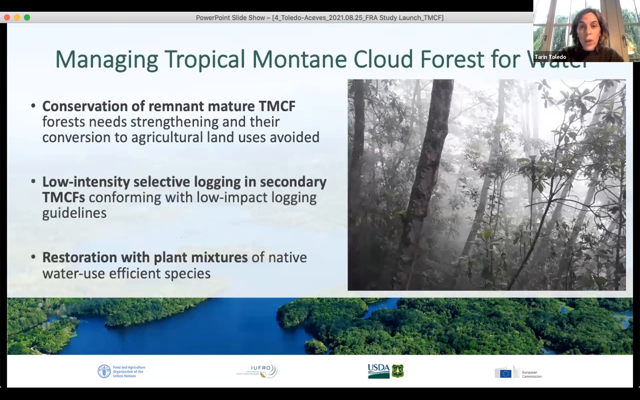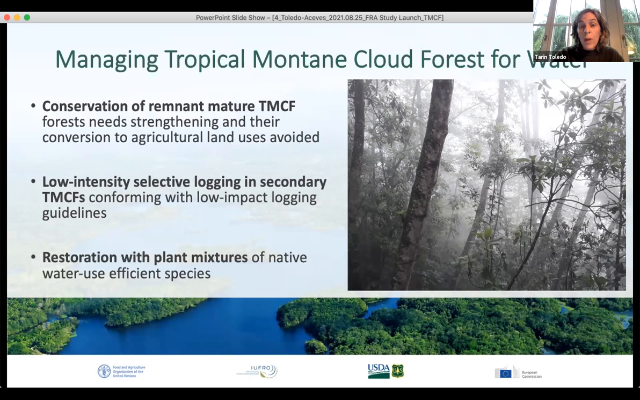Some recommendations to improve the provision of their regulatory services are the need to strengthen the conservation of remnant mature cloud forest fragments, because we have lost more than 50% of their original cover worldwide. However, in the tropics, new forests or secondary forests are dominating the landscapes. And in this secondary forest, the adequate logging method would be selective, the polycyclic selective system that should conform with low impact logging guidelines. And due to the important loss and degradation of these ecosystems, restoration is necessary.